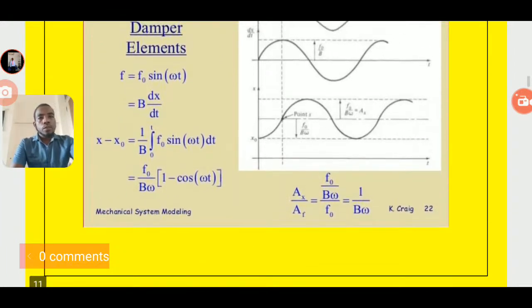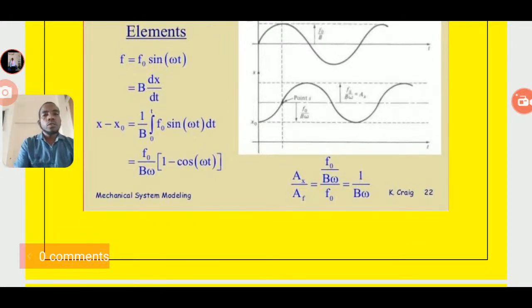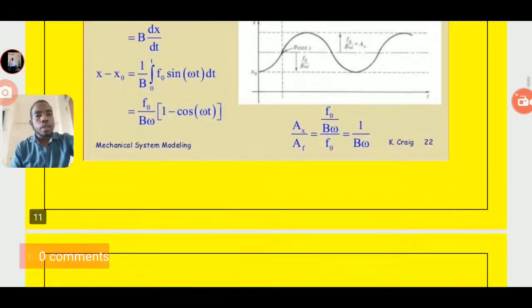So x minus x naught is equal to 1 by b, where b is nothing but the dashpot or damper, times the integration from 0 up to 1. That means the interval for integration is 0 up to 1, of f naught sine omega t dt. So this is equal to f naught by b omega into 1 by cos omega t.